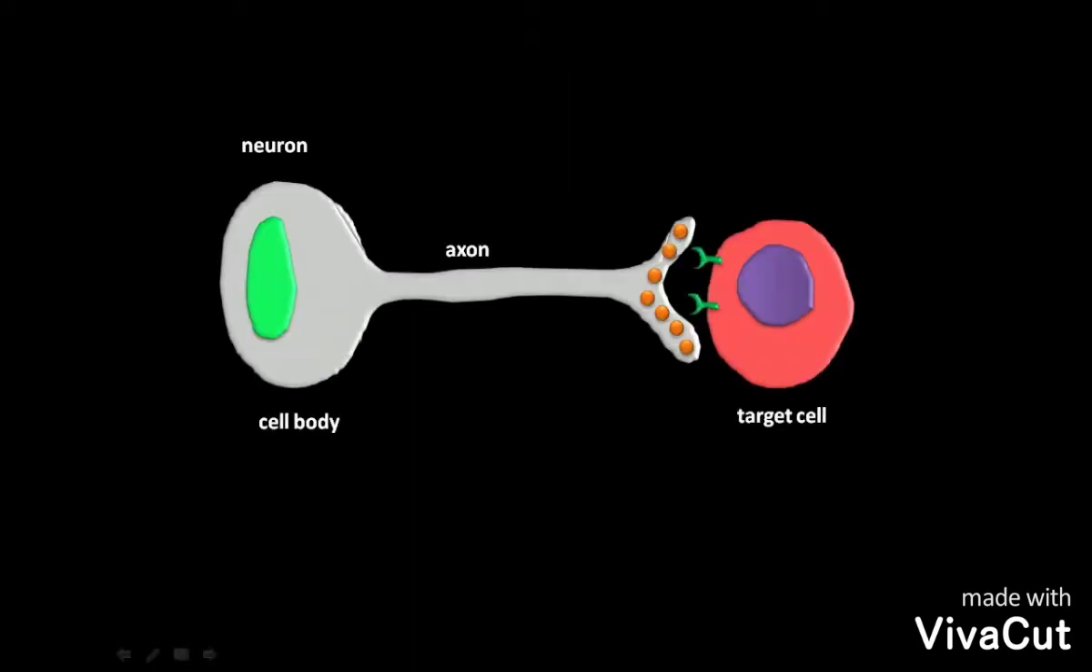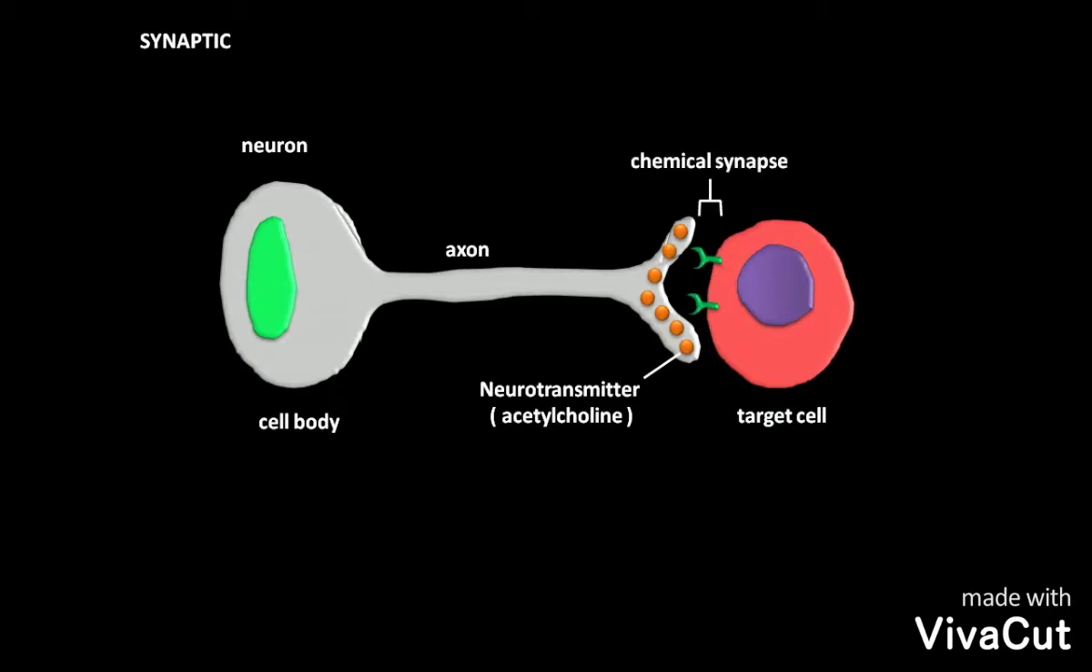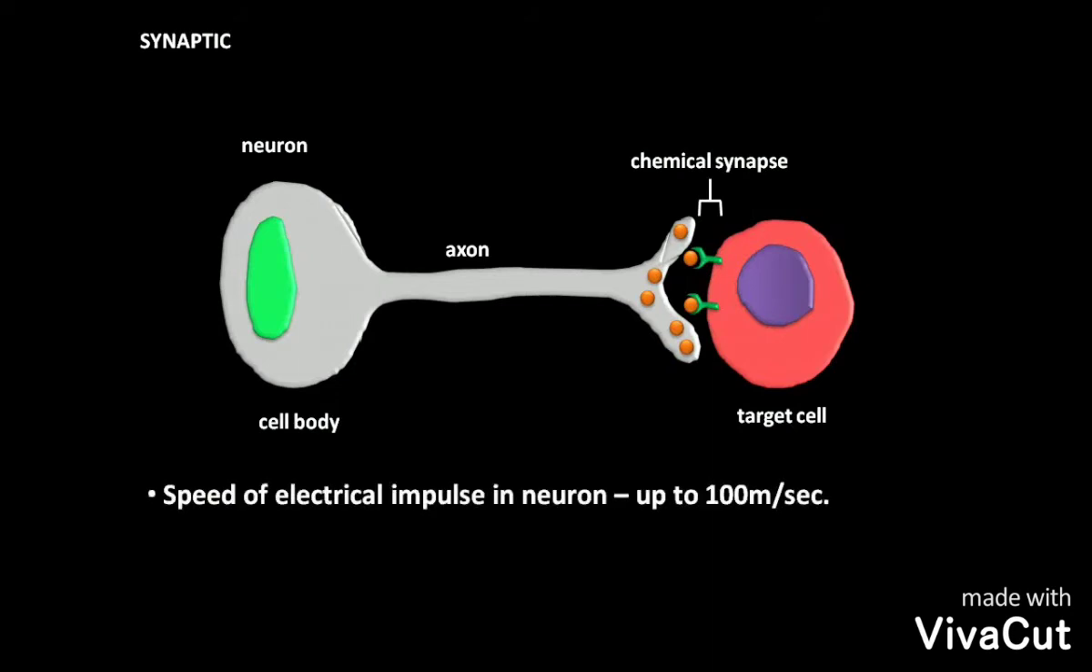The third one is synaptic signaling. Through this signaling, cells communicate over large distances. A neurotransmitter like acetylcholine in the neuron is released at the chemical synapse and binds to the receptors of the target cell, thereby acting on the target cell. Synaptic signaling is very fast. Usually, the speed of the electrical impulse in a neuron is up to 100 meters per second.